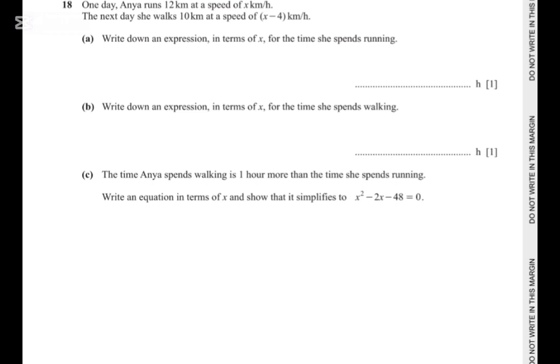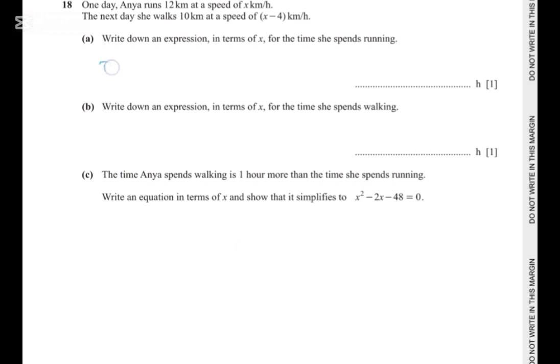Question number 18. One day Anya runs 12 kilometers at a speed of x kilometers per hour. The next day she walks 10 kilometers at a speed of x minus 4 kilometers per hour. Write down an expression in terms of x for the time she spends running. So now this is the speed, distance, time concept. Speed is equal to distance by time.